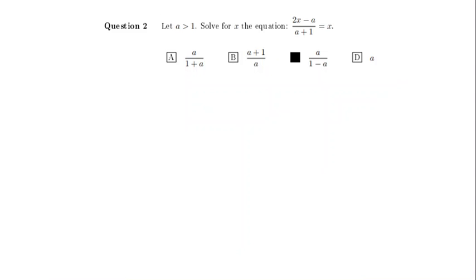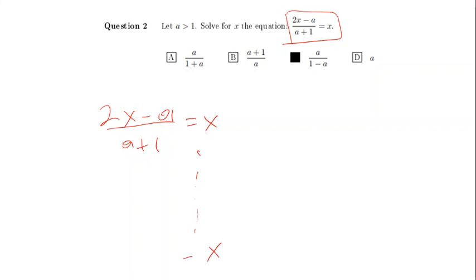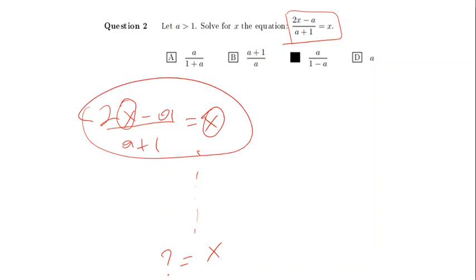Okay, so solve the equation for x. So this is the equation: 2x minus a over a plus 1 equals x. So then you have to isolate. You have to say x equals something here. But there's x here and there's x here, so this is not accepted. You have to have this x and here no x. So we want this.